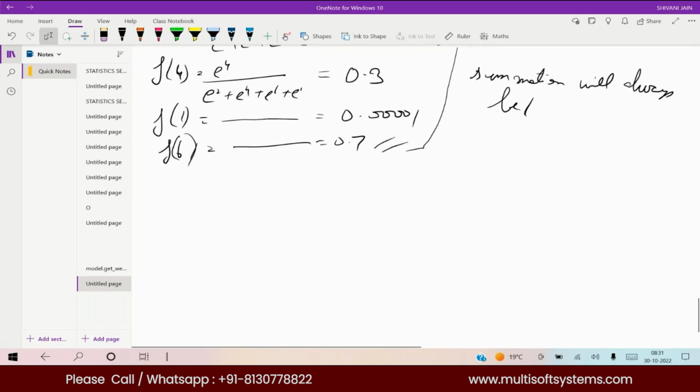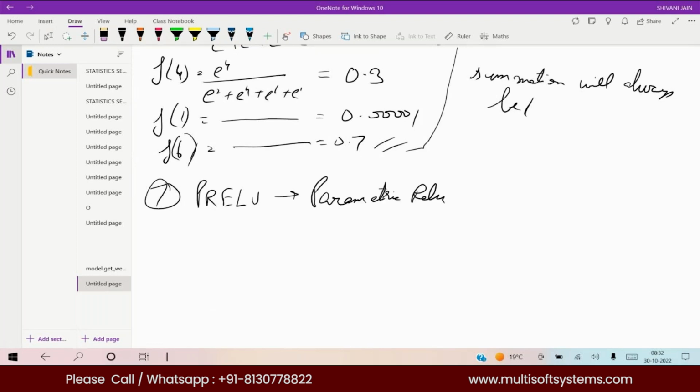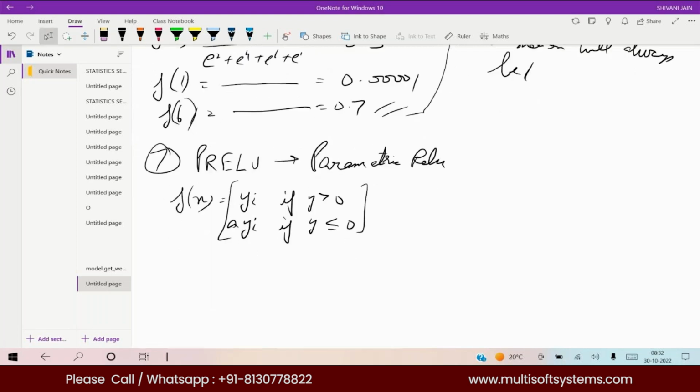Right. Now next is PReLU, the parametric ReLU activation function. It is basically x of i if x is greater than 0, and a times x if x is less than or equal to 0. Now what is this a? This is called a learnable parameter. If you compare this equation, this is basically a combination of ReLU plus leaky ReLU.